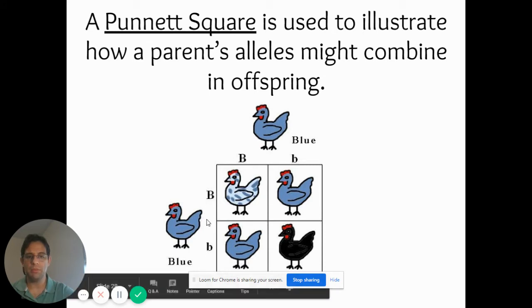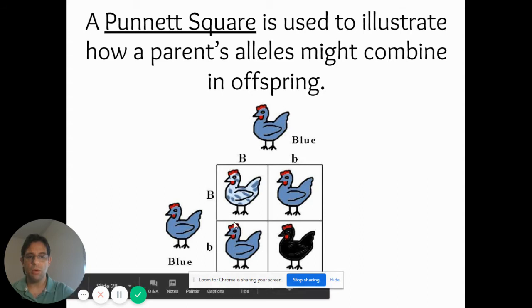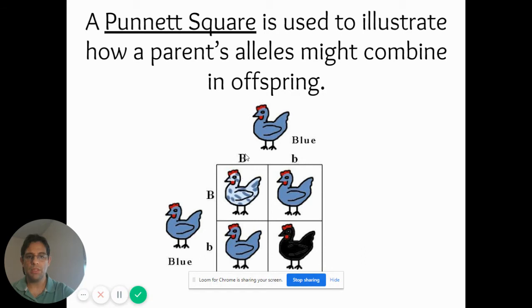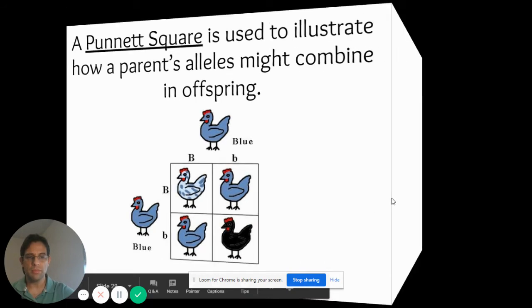So you basically describe the genetic information, the genotype of the parents, on the side and on top, and then you check in the middle what are the probabilities, right? So when it's dominant B and B, you're going to have this type of chicken. When it's heterozygous, you're going to have this type of chicken, and when it's recessive lowercase b's, you have the other type of chicken. Let's take a better look at this.